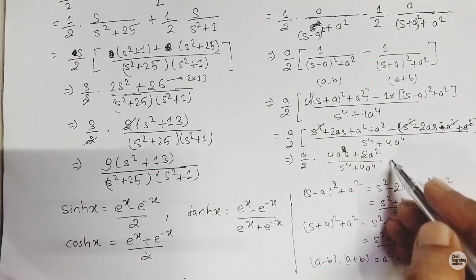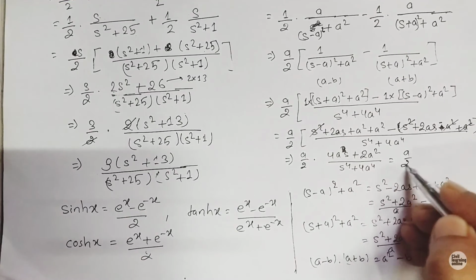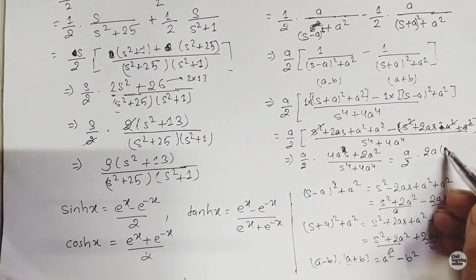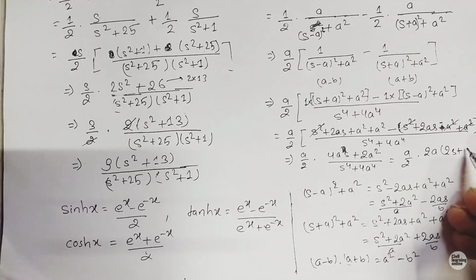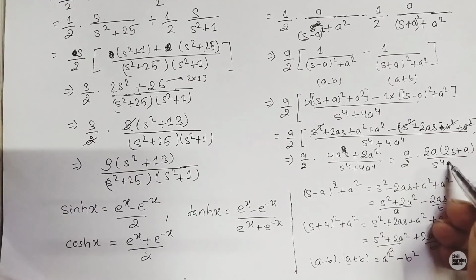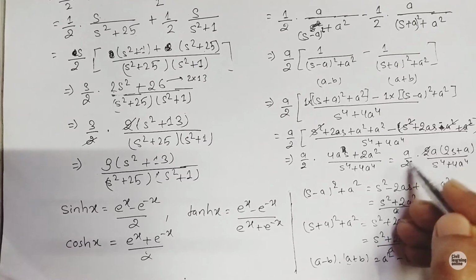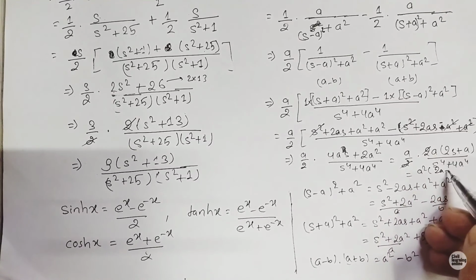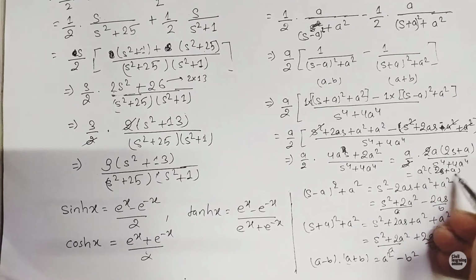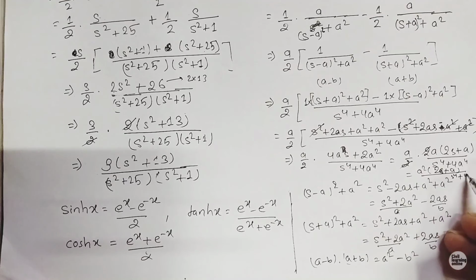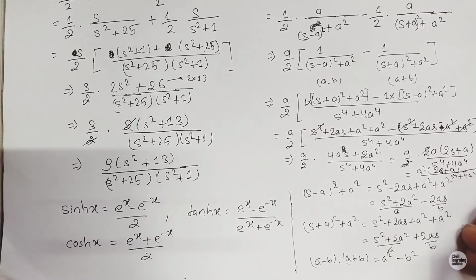We can take 2a common here, so we will have here 2a times (2s plus a) upon s to the power 4 plus 4a to the power 4. 2 and 2 get cancelled out, so we will have here a square times (2s plus a) upon s to the power 4 plus 4a to the power 4, and this is our final answer.